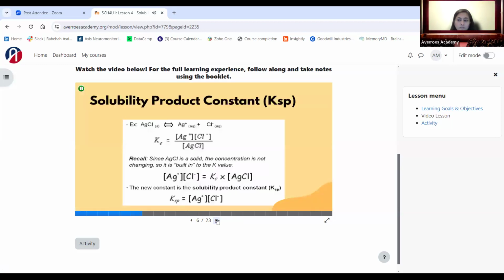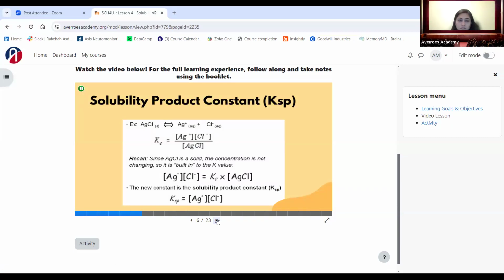Looking at an example, we have silver chloride, which is a solid, yielding its dissociated ions, silver plus and chlorine minus, Cl minus. So our solubility product constant, or our regular equilibrium constant, if you follow the same rules from our last lesson, is the concentration of Ag+ times the concentration of Cl minus all over the concentration of your silver chloride.